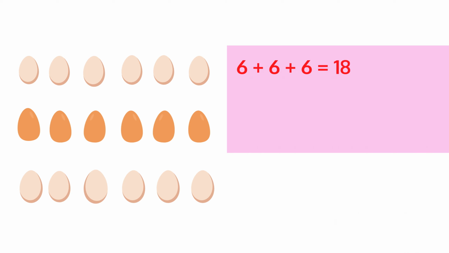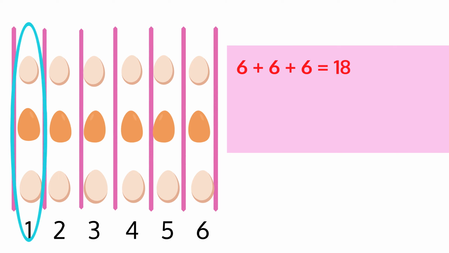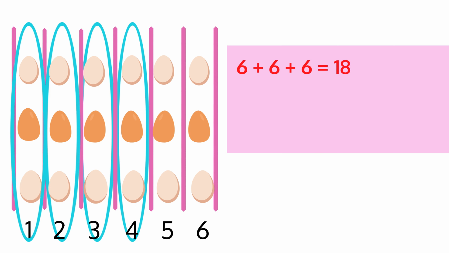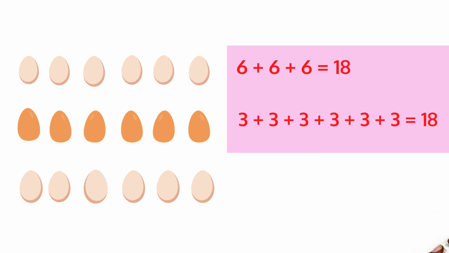Let's see if our columns give us the same answer. There are 6 columns, and there are 3 eggs in each column. This means we'll add 3 6 times. If we add 3 6 times, we should get the total of 18. Good job, friends.